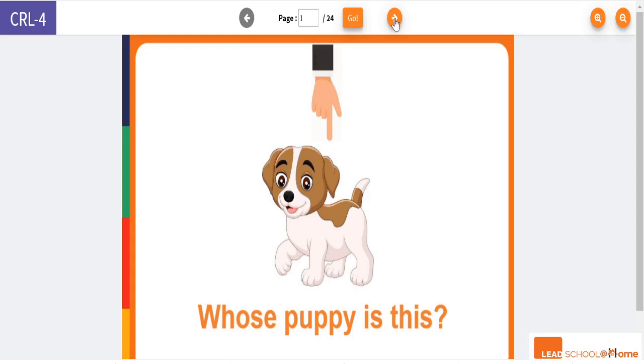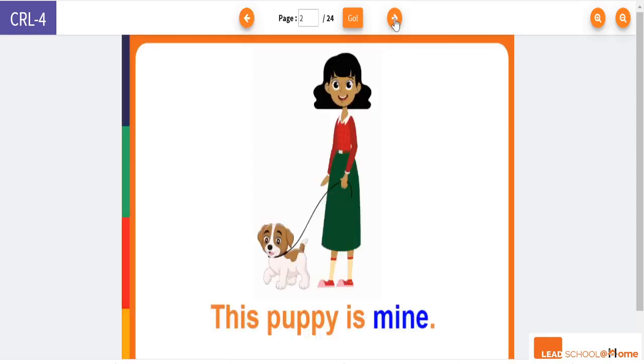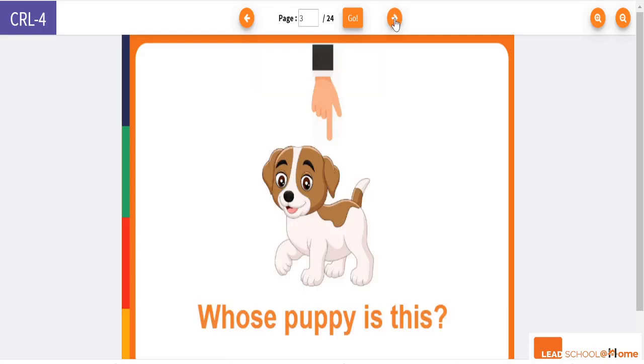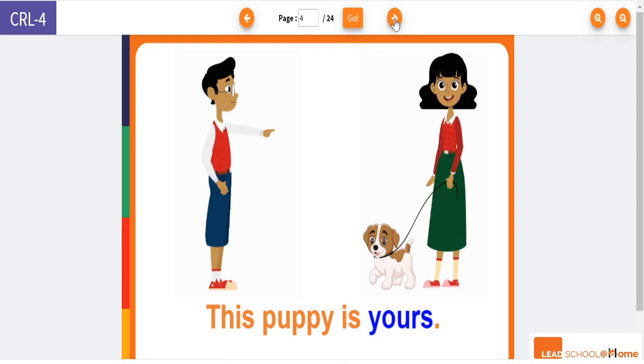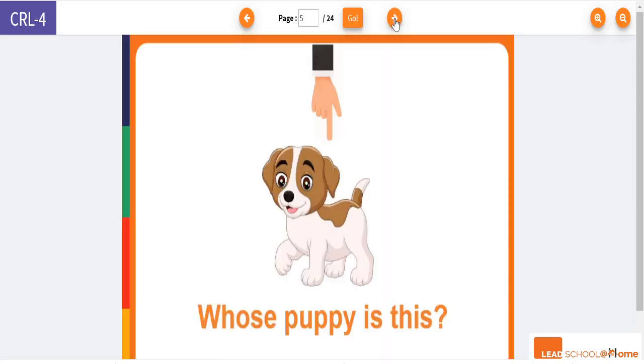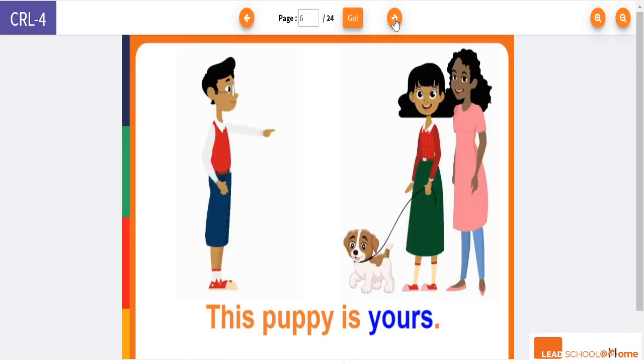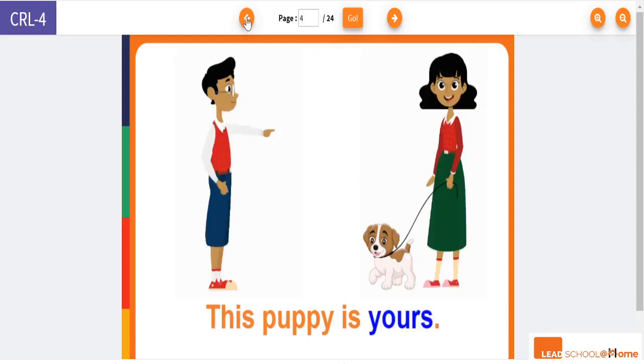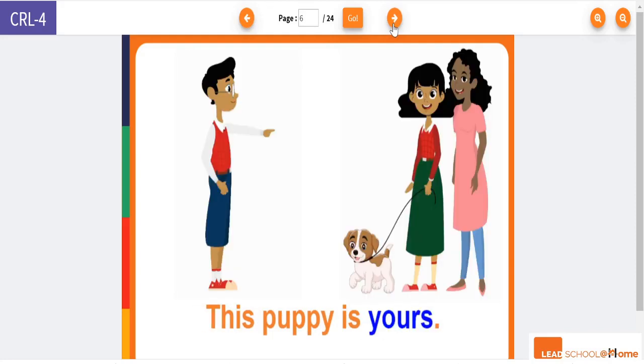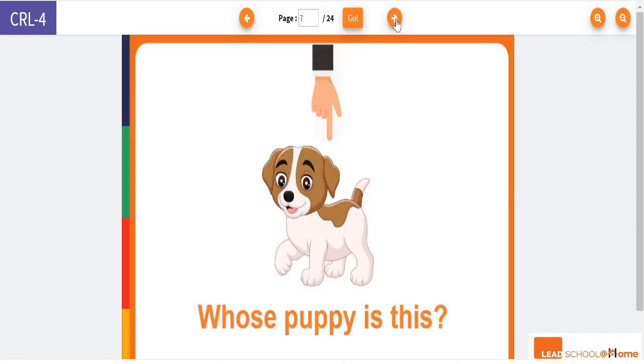Whose puppy is this? This puppy is mine. Whose puppy is this? This puppy is yours. Again, whose puppy is this? This puppy is yours. See, there are two people. Earlier, there was just one. Let's go back there and see it. See, one person was also yours. And then there were two owners for the puppy. Again, the puppy is yours.